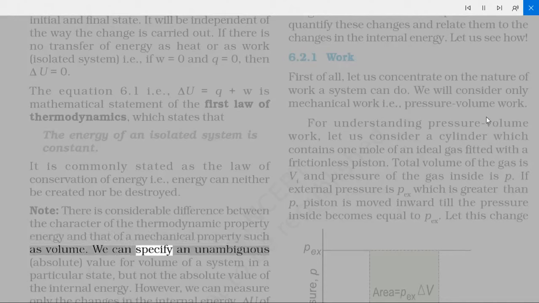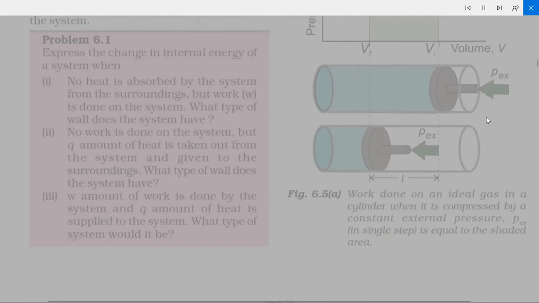We can specify an unambiguous, absolute value for the volume of a system in a particular state, but not the absolute value of the internal energy. However, we can measure only the changes in the internal energy, ΔU, of the system.